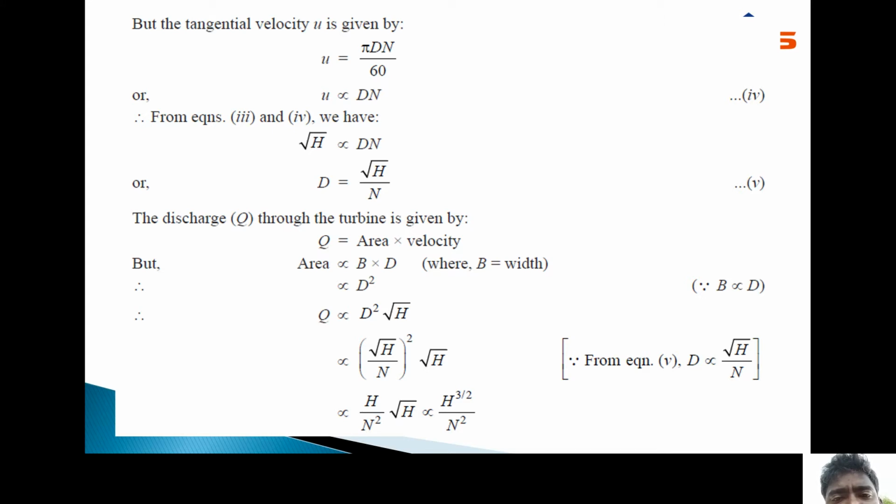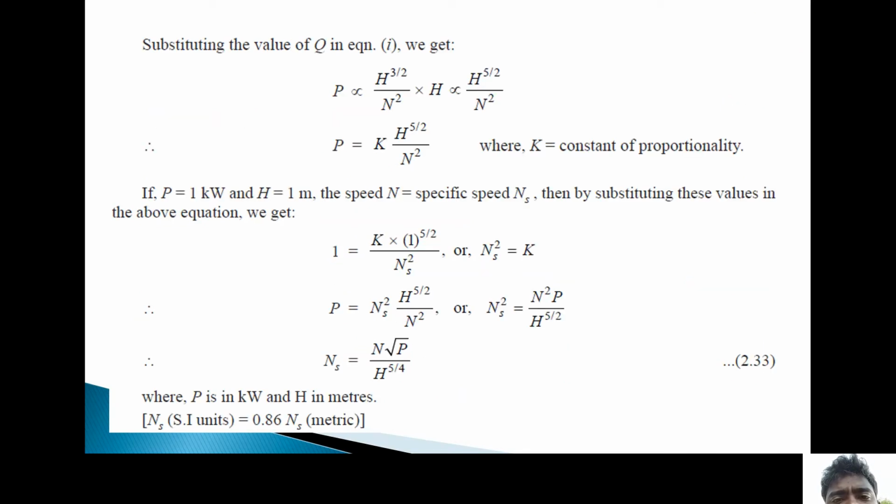Therefore, Q equals area into velocity. Area is proportional to B into D, where D means width, therefore D square. So Q is proportional to D square into root H, that is, root H by N whole square into root H. This equation is written as P proportional to H power 3 by 2 by N square into H, which is proportional to H power of 5 by 2 by N square.